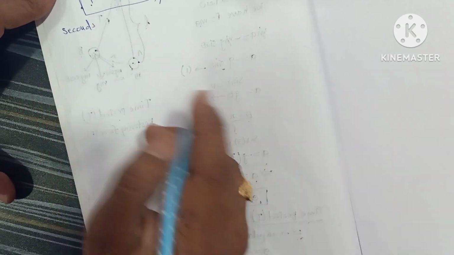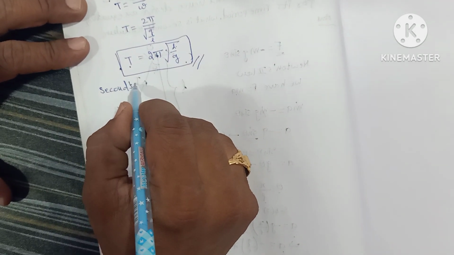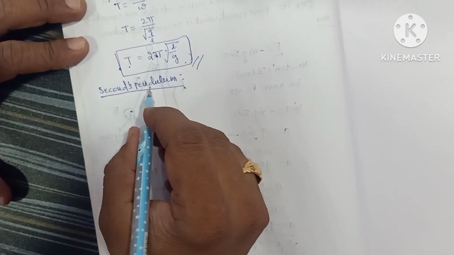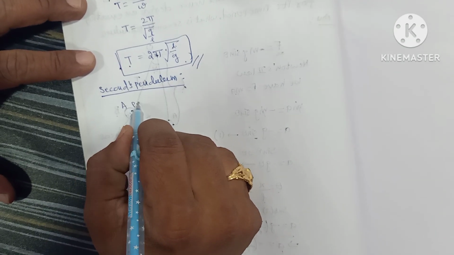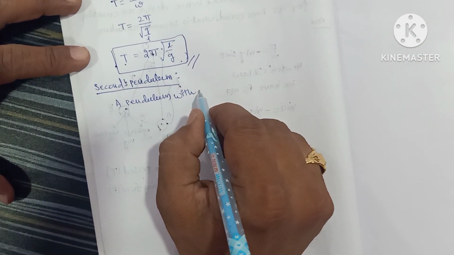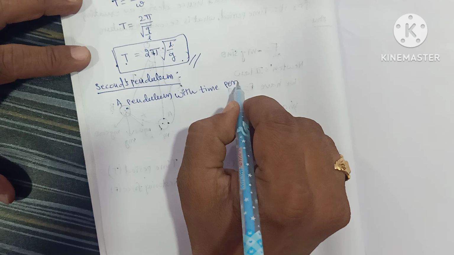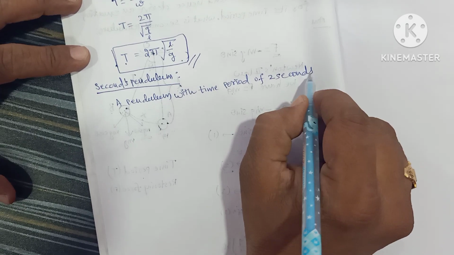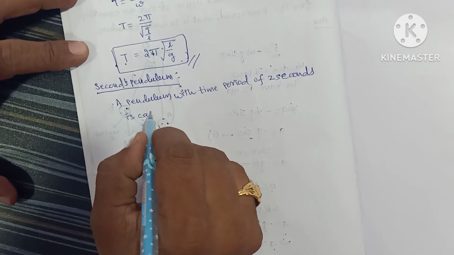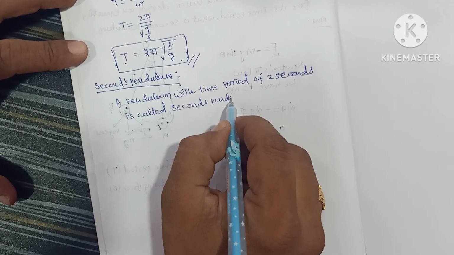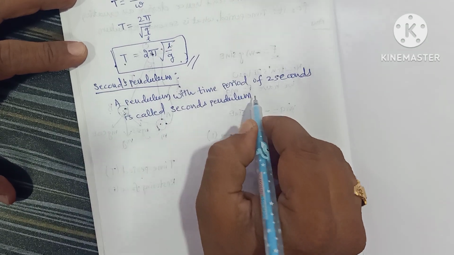Okay, now in the question we have a third part, which is what do you mean by seconds pendulum? A very simple definition: a pendulum whose time period is 2 seconds, a pendulum with time period of 2 seconds, is called seconds pendulum. Okay, now this is the answer.